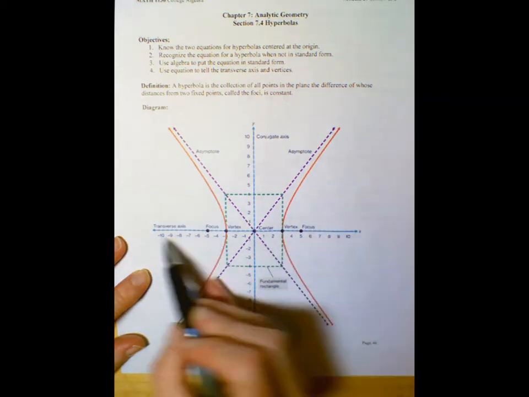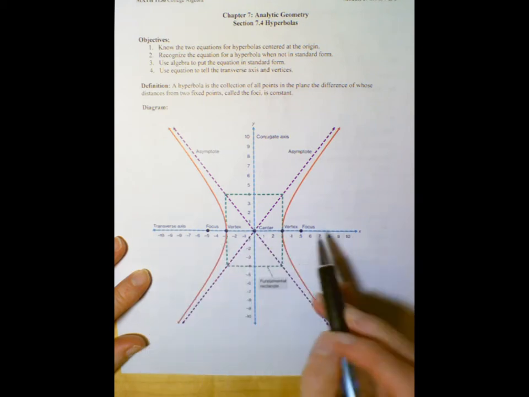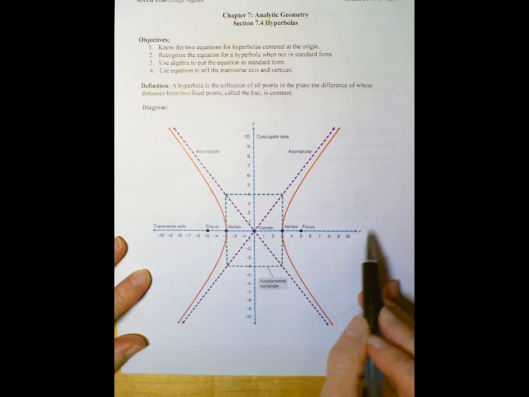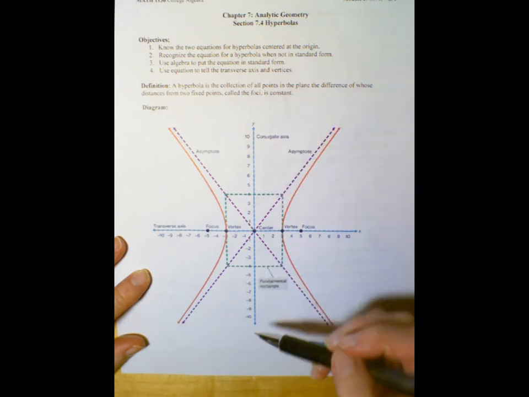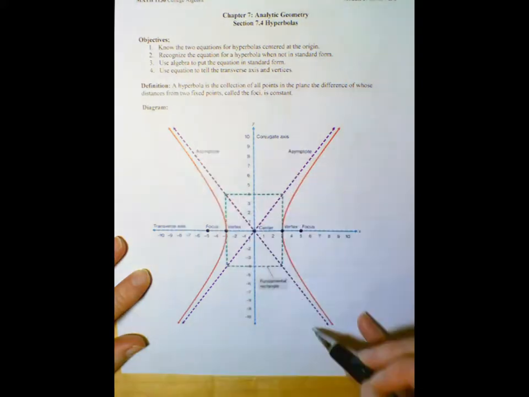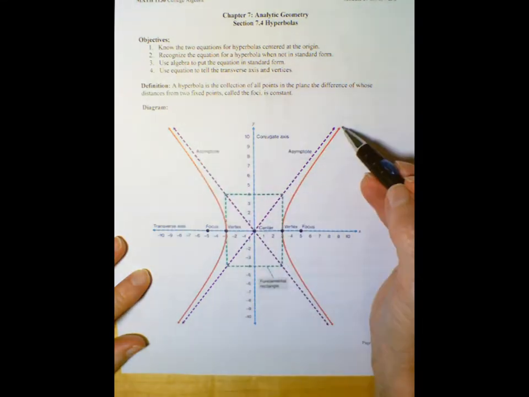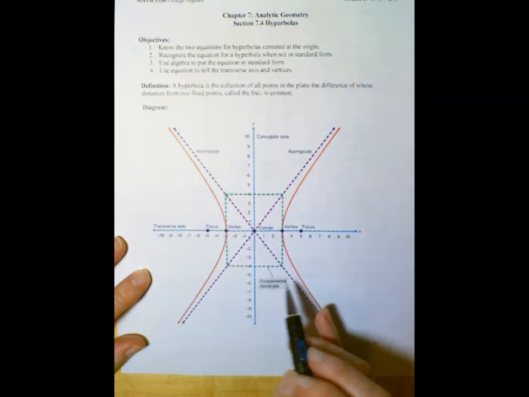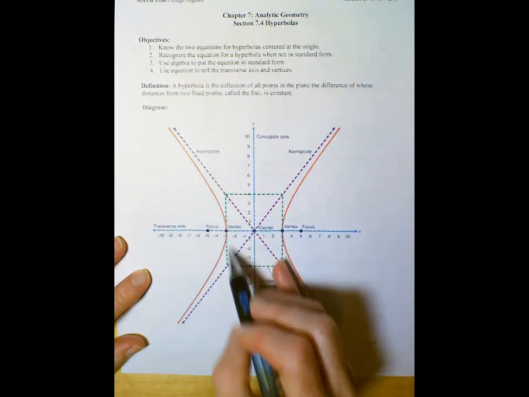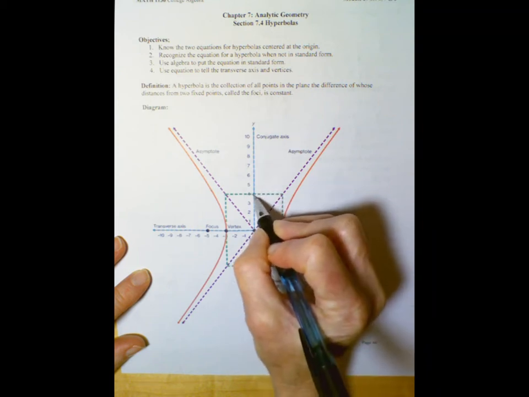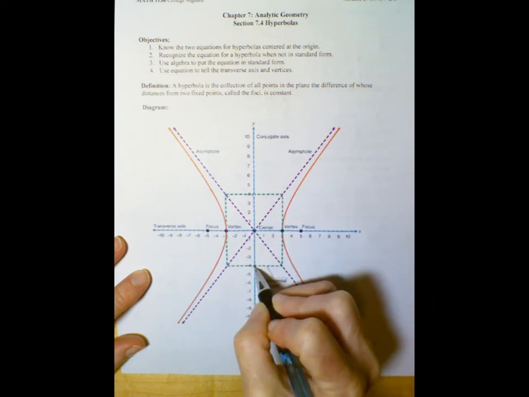Okay, and then we have a transverse axis, which is the one that actually comes in contact with the graph. We have the conjugate axis, which comes between but does not touch the graph. We have some asymptotes here that show how the parts of the graph approach. And this fundamental rectangle, which connects the vertices to these points here to form this rectangle.